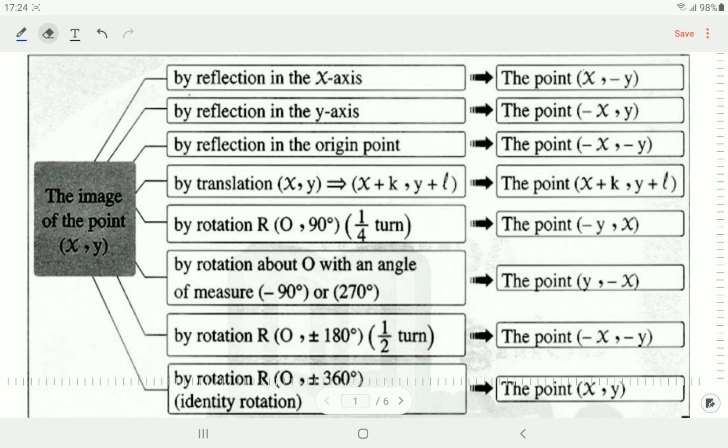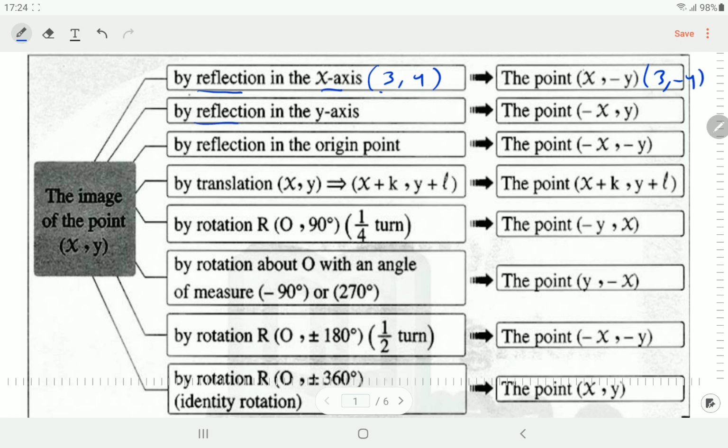What about reflection in the x-axis? If you have a point like (x, y) and you want to make a reflection in the x-axis, you will change just y. As if you have a point like (3, 4), reflecting this point on the x-axis is going to be (3, -4). You will change just y.